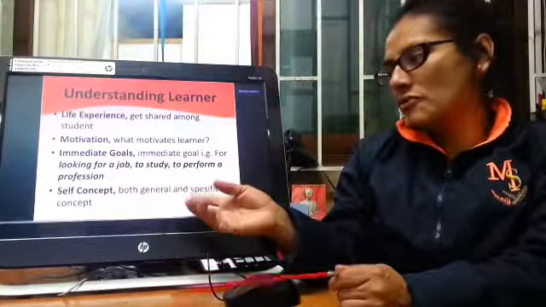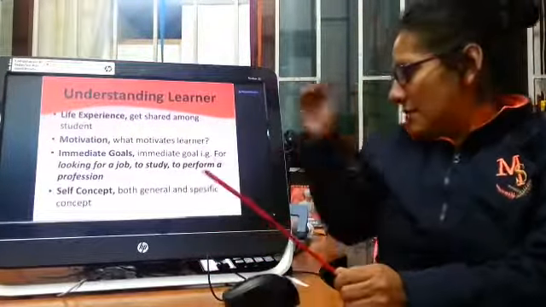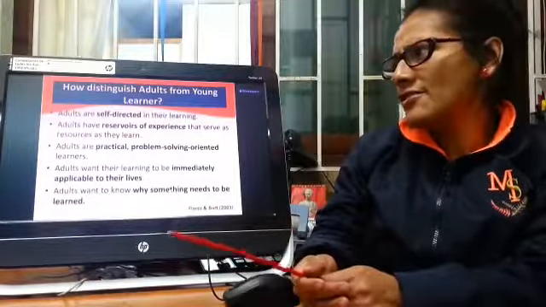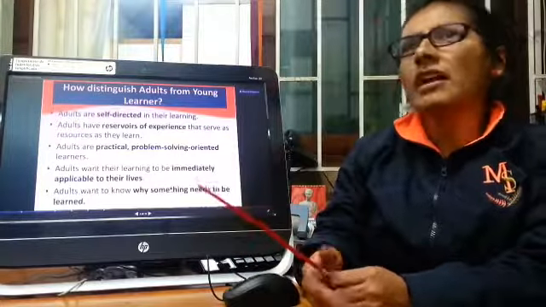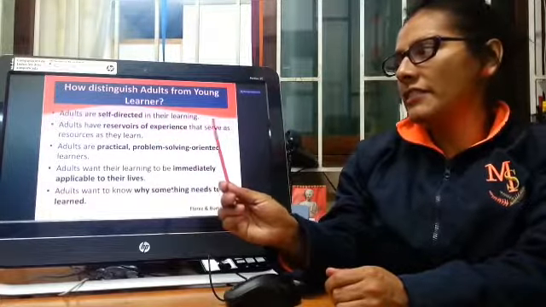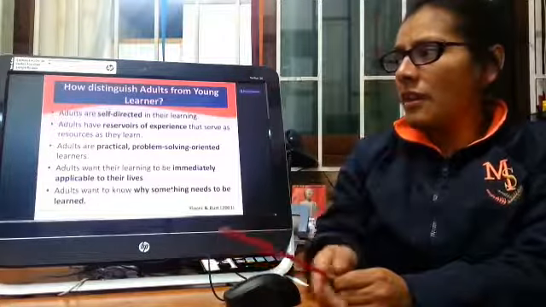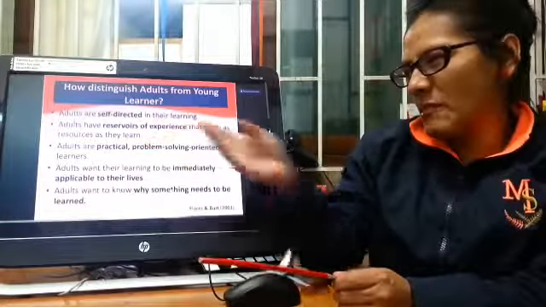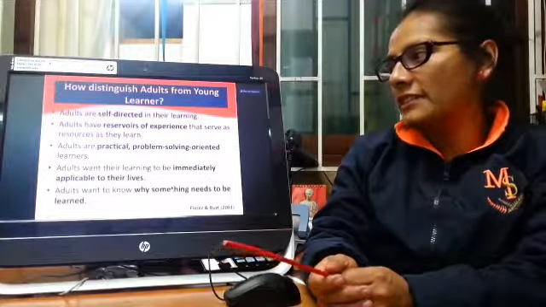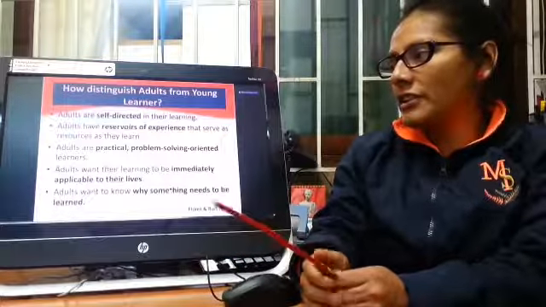Self-concepts, both general and specific concepts. How do we distinguish adults from young learners? It's because adults are self-directed in their learning. They have autonomy. Adults have reservoirs of experience that serve as a resource as they learn. Adults are practical, problem-solving oriented learners.